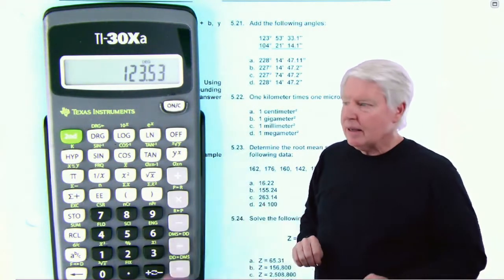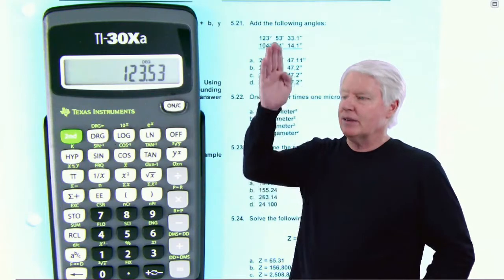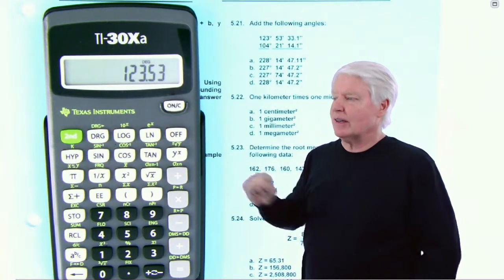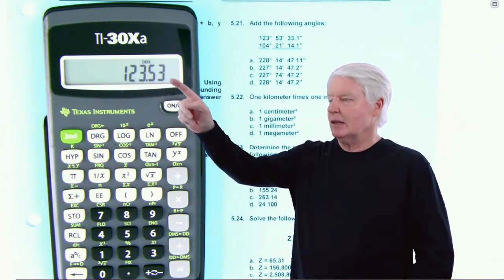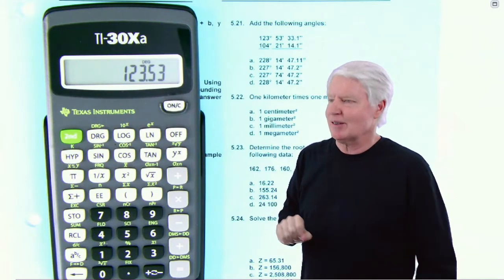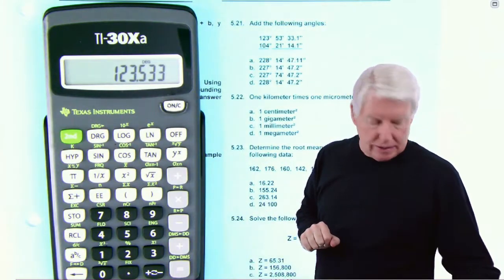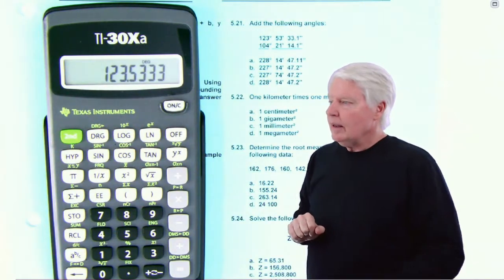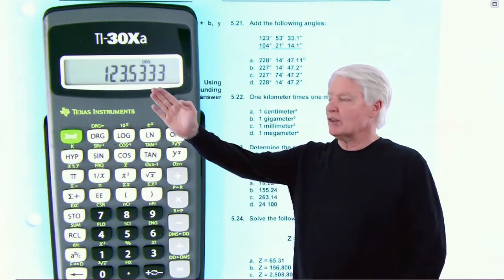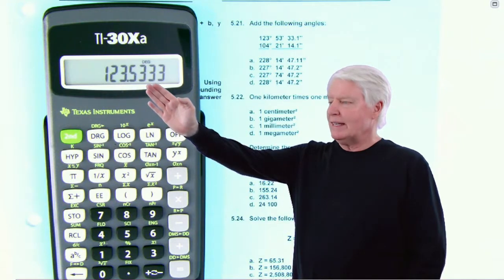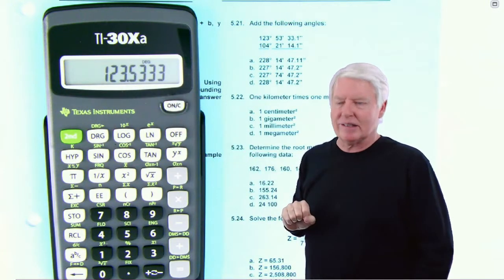123.53. Now, many students ask, what if it's a single digit? Let's say it was 3 minutes. Then you'd put 03 right there, just so you know. And then I'm going to put in 33. And the calculator will read this as 123 degrees, 53 minutes, 33 seconds.